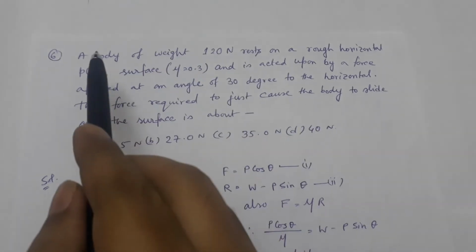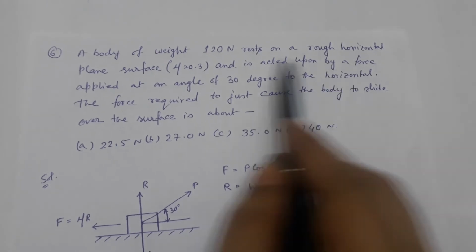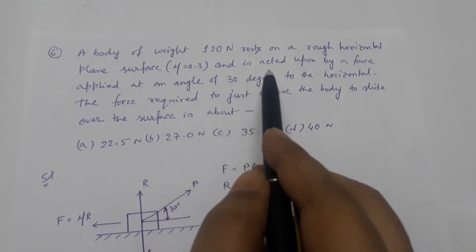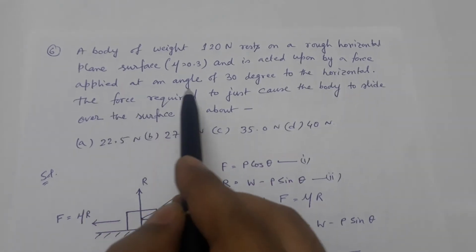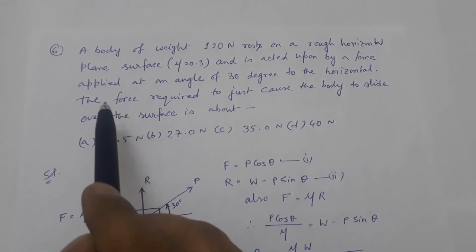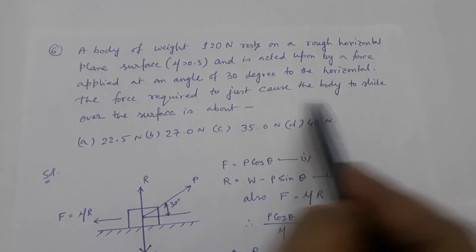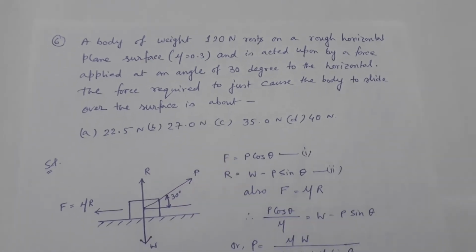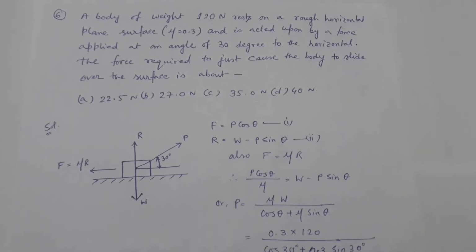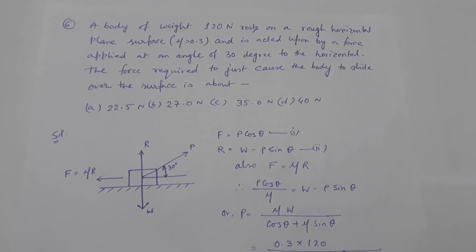There is the sixth problem. A body of weight 120 Newton rests on a rough horizontal plane surface, mu equal to 0.3, and is acted upon by a force applied at an angle of 30 degrees to the horizontal. The force required to just cause the body to slide over the surface is about what? So we have to find the value of P, the force required to just cause the body to slide over.